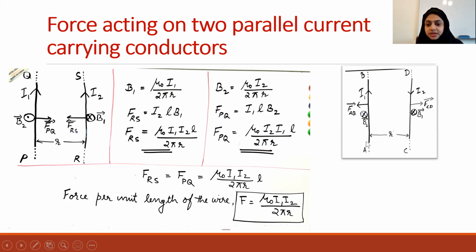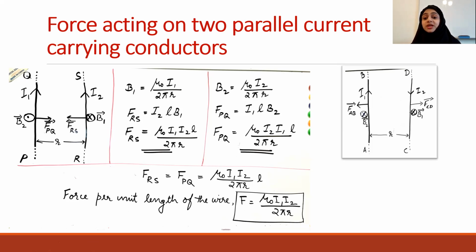I have labeled here the wires as AB and CD. You can see the wires PQ and RS carry current in the same direction. I1 and I2 are in the same direction, whereas in wires AB and CD, current is flowing in opposite direction. So let us just use the ideas to find directions and see what will be the nature of force acting between them.